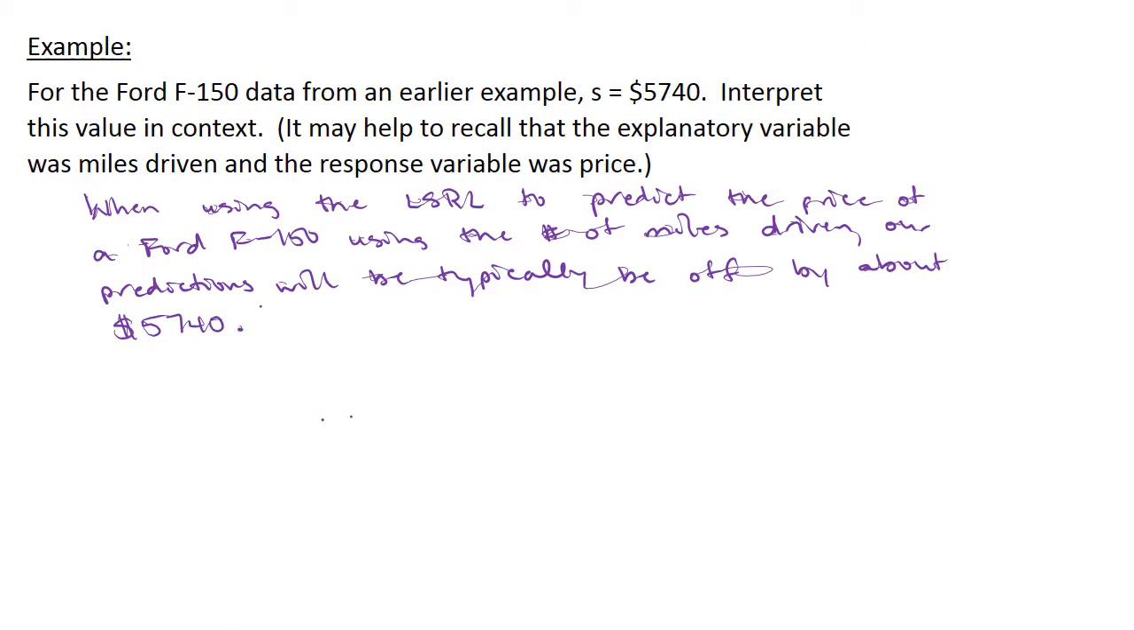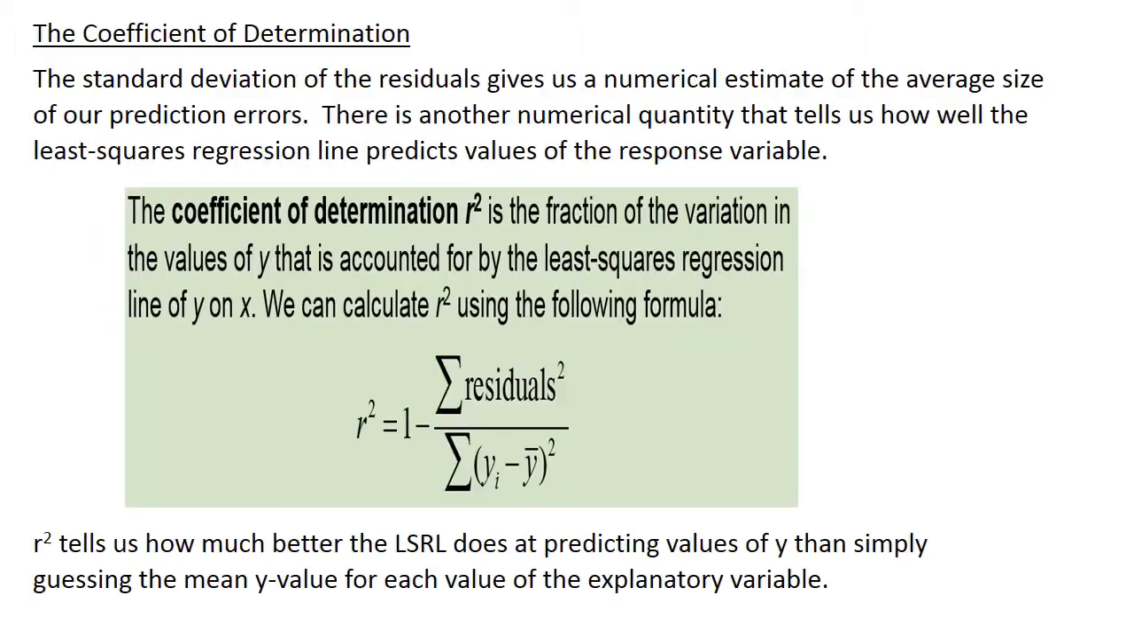Okay. All right, we'll talk about that more in class if you're confused about it. And let's look at one more way to assess how well the line fits the data. And this is called the coefficient of determination. It's a numerical quantity that tells us how well the least squares regression line predicts values of the response variable.